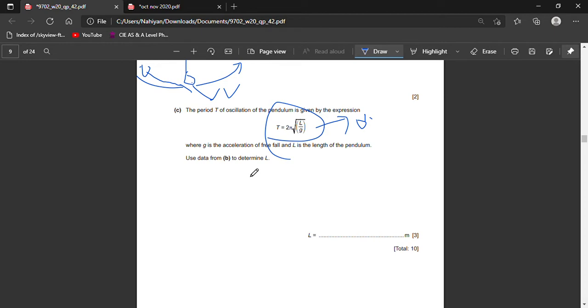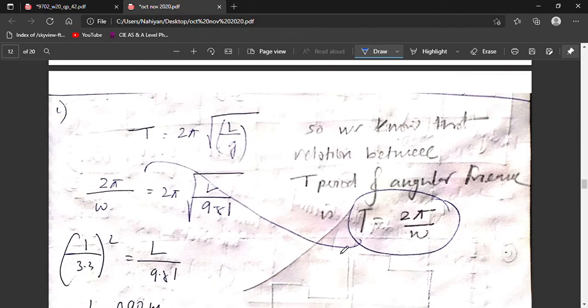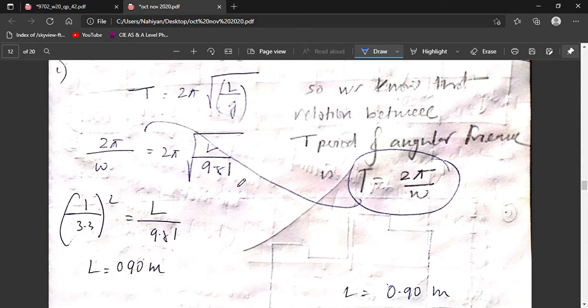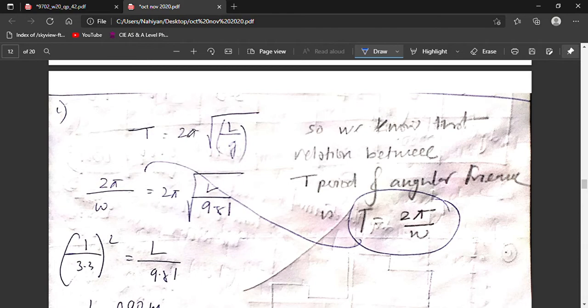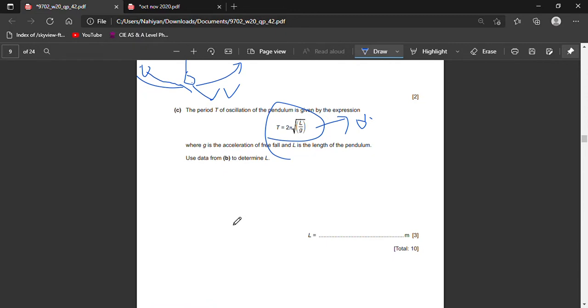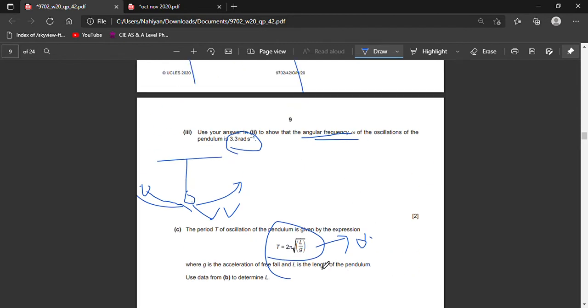So use the data from B to determine L. Now what you have to do is, as we already know, we have to use the angular relationship, we have to do something to bring the angular relationship back again, as we have to find that, because we don't know the time. And so how will we find L?